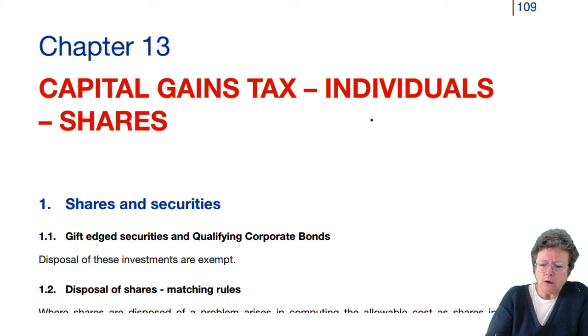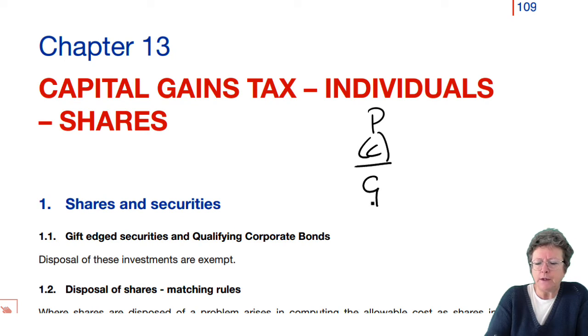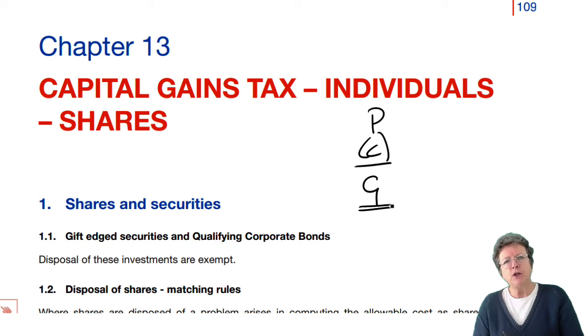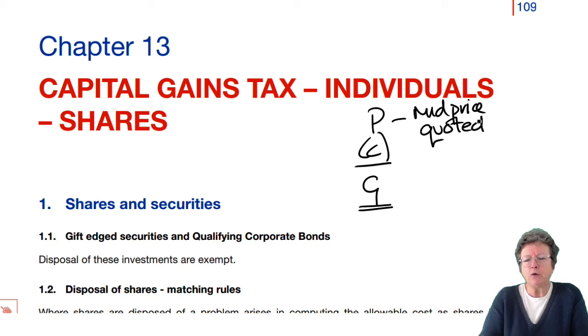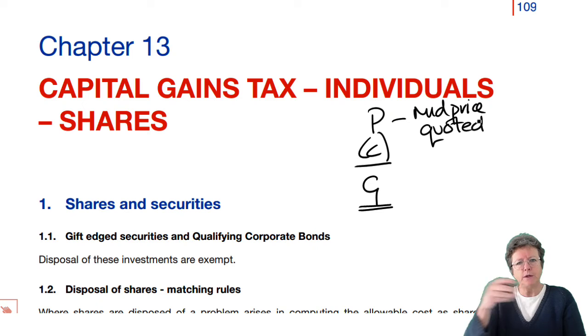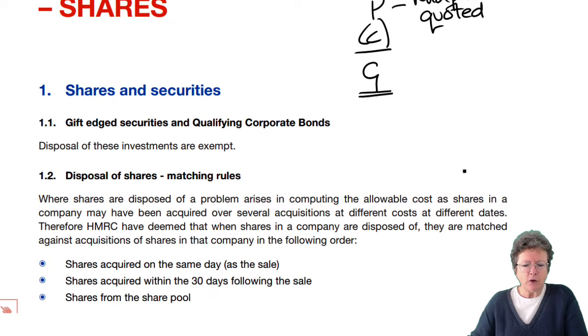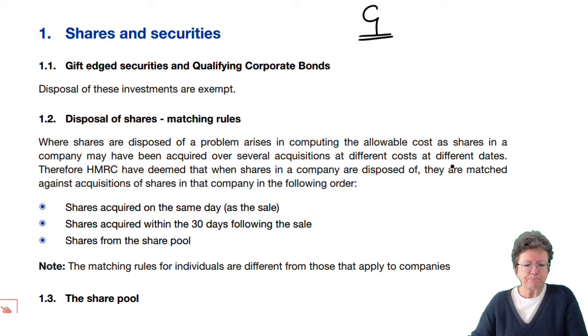Now remember, we are looking for proceeds minus cost equals gain. And we have looked at shares very briefly right at the beginning of the previous chapter, where we looked for the mid price where the shares were quoted. We did that because we weren't sure how the prices fluctuated during the day and at what point we therefore work out the price per share. So let's have a look at shares in more detail.